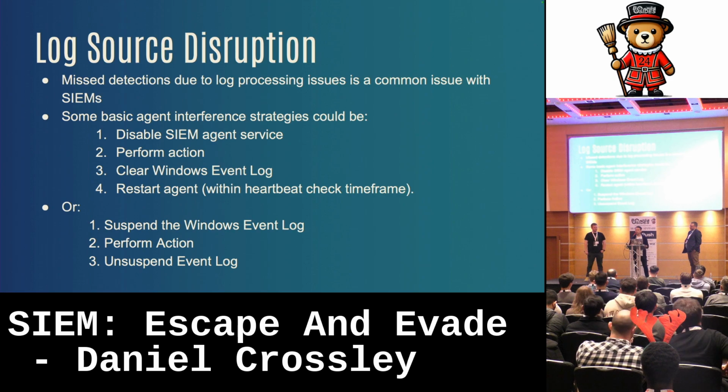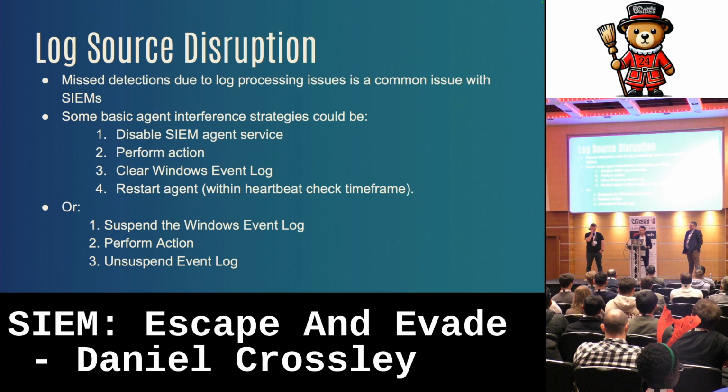Very often there's some kind of heartbeat mechanism built into it where it would alert if an agent goes offline. Very often there is some kind of alarm, which often isn't turned on in our experience, where if a log source goes offline, an alarm should be raised, but because of the noise level of that, we often find that it is not enabled. Another way is to suspend the Windows event log, perform the action, and then unsuspend the Windows event log.